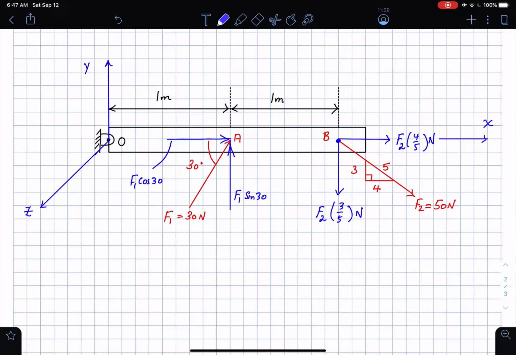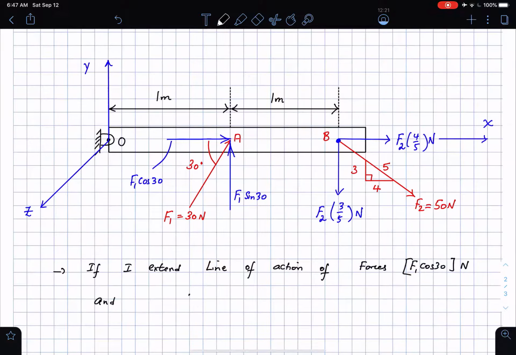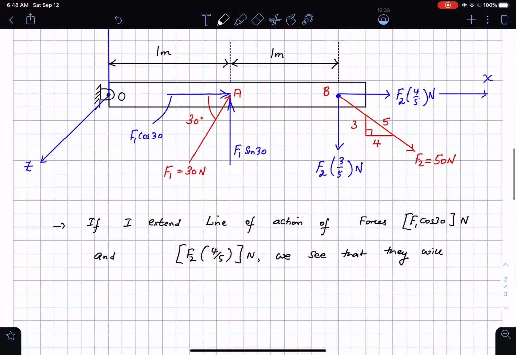Okay, so this is what I'm going to note down. Okay, so if I extend the line of action of the forces F1 cosine 30, so many newtons, and F2 times 4/5 so many newtons, we see that they will intersect the point of interest.